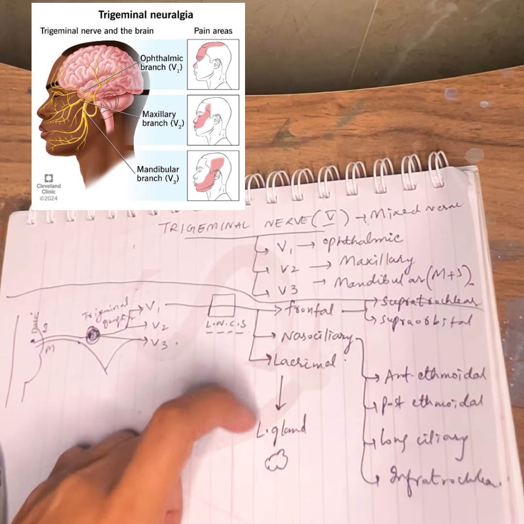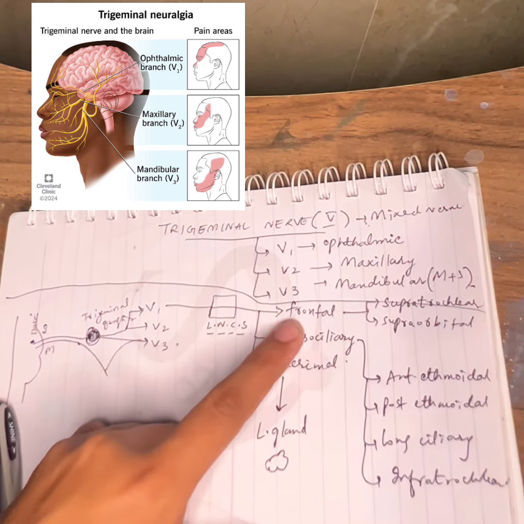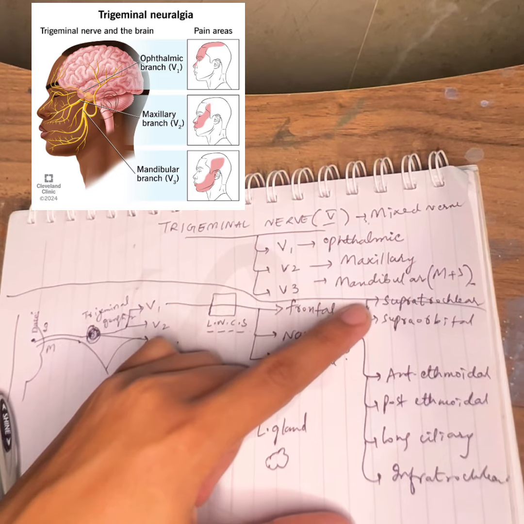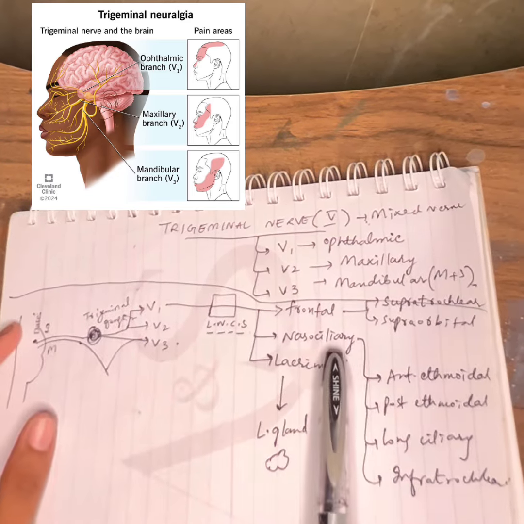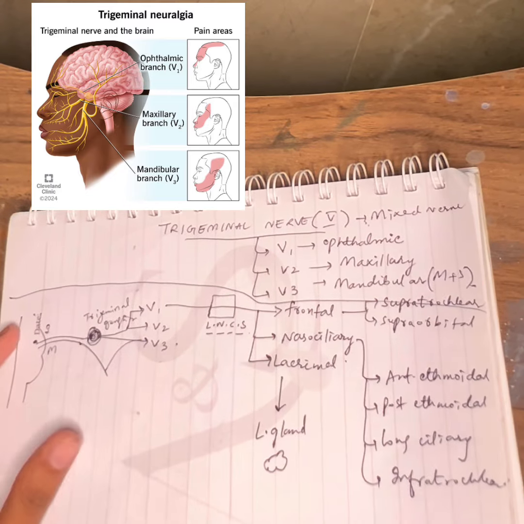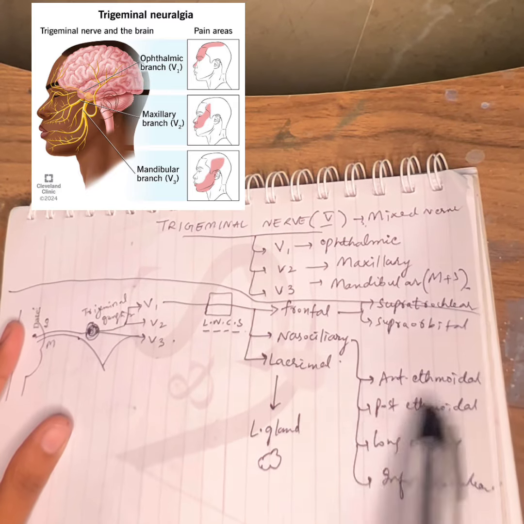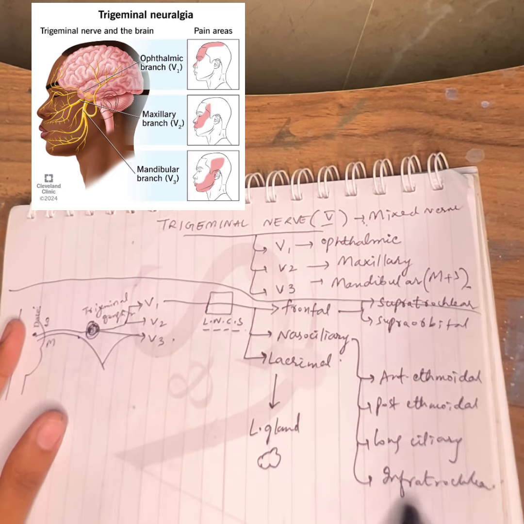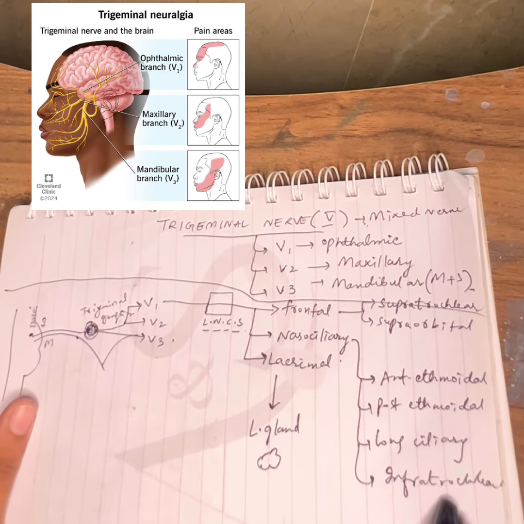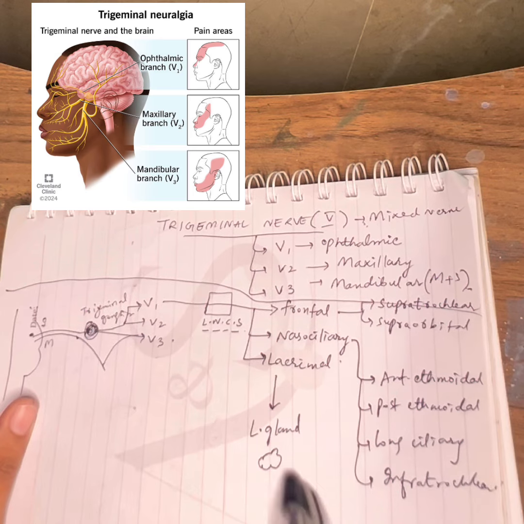The lacrimal nerve supplies the lacrimal gland, while the frontal nerve is further divided into two branches, the supratrochlear and the supraorbital nerve, right? And the nasociliary gives rise to four branches: anterior ethmoidal, posterior ethmoidal, long ciliary nerve and the infratrochlear nerve, right? So you need to memorize only these divisions.